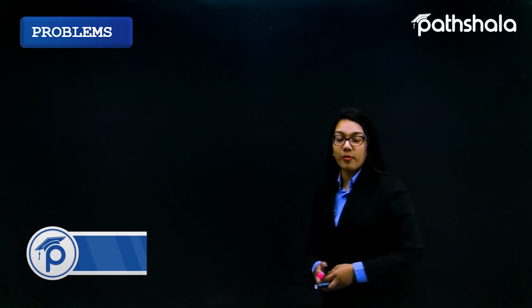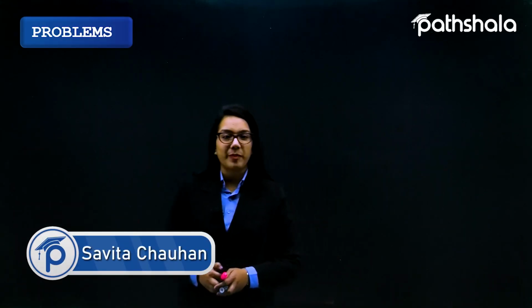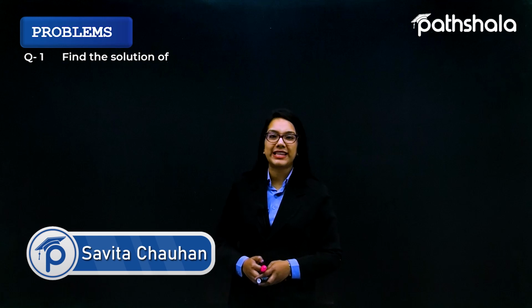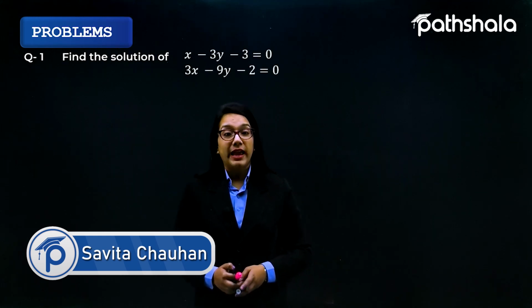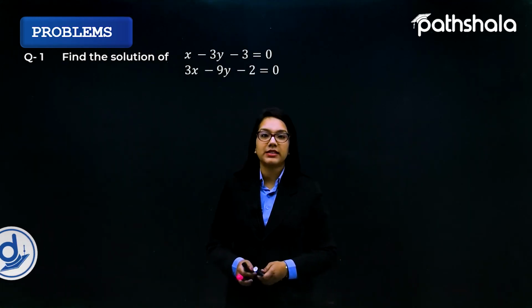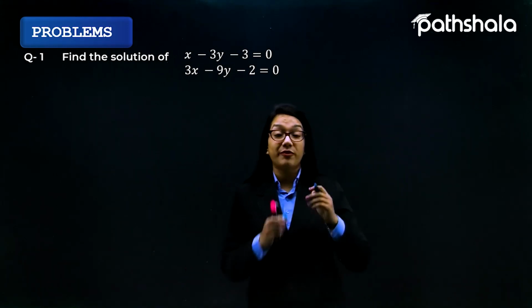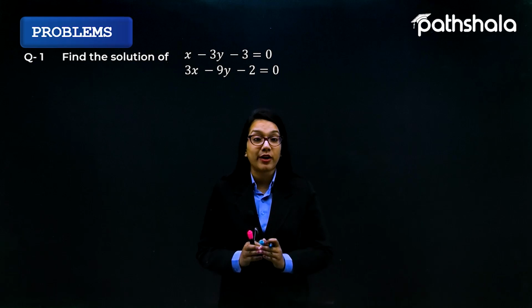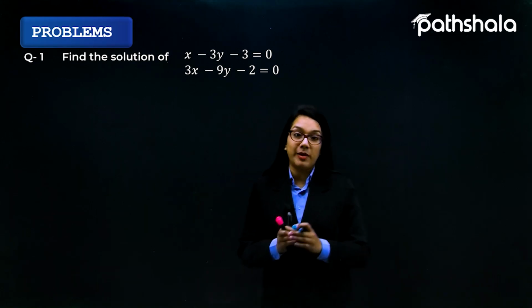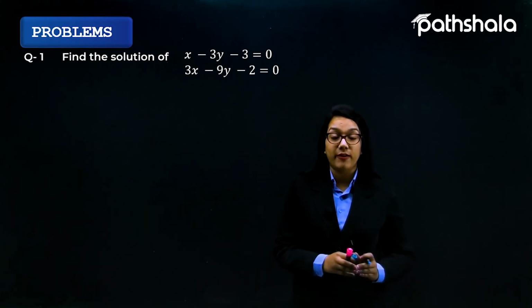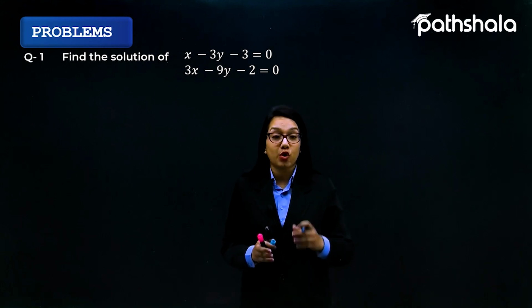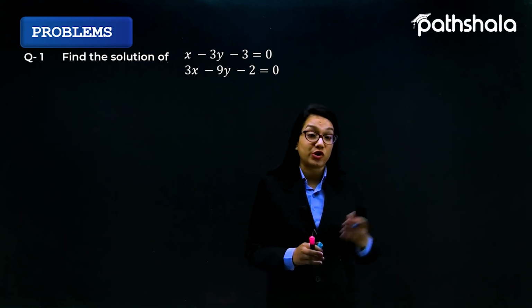Let's just see some of the problems related with the cross multiplication method. So question number 1 says, find the solution of x minus 3y minus 3 is equal to 0, 3x minus 9y minus 2 is equal to 0. But first of all, we have to find out the value of a1 b2 minus a2 b1 in order to solve this particular pair of equations further.